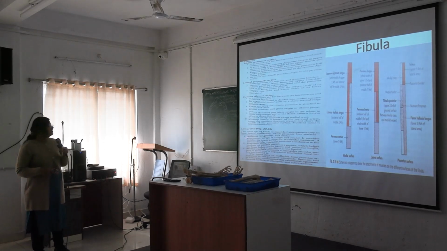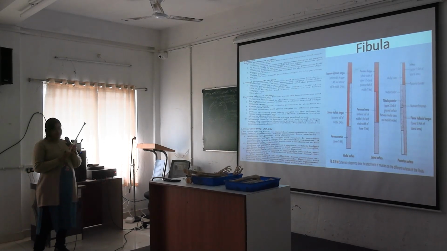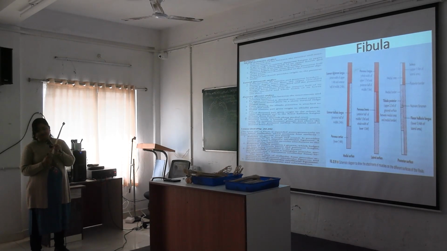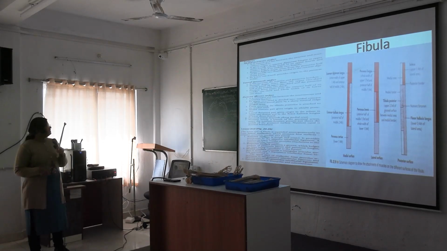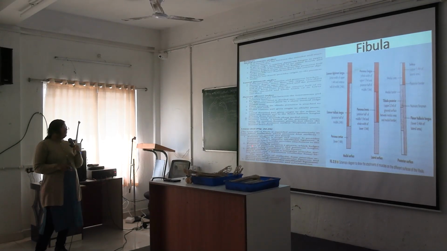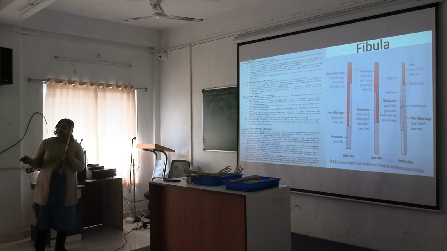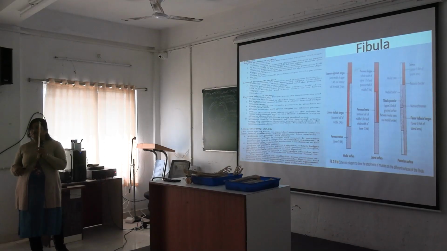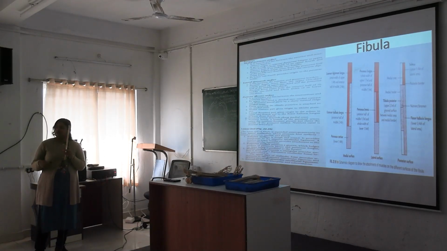Okay, next is posterior surface. This is posterior surface. It presents a groove. Okay, this groove lodges the tendon of Peroneus brevis and Peroneus longus, and the latter being superficial to the former. Peroneus longus is superficial to the Peroneus brevis.